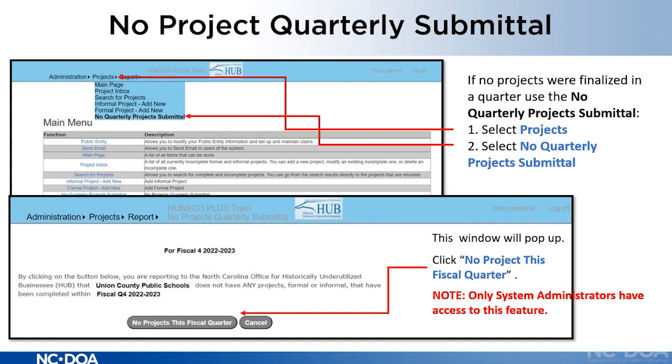I'm not recommending you do that. I'd say wait to make sure that you really don't have anything finalized for this quarter. But you have until July 10th to go in and say no projects this fiscal quarter and have it apply to quarter 4 of fiscal year 23-24.